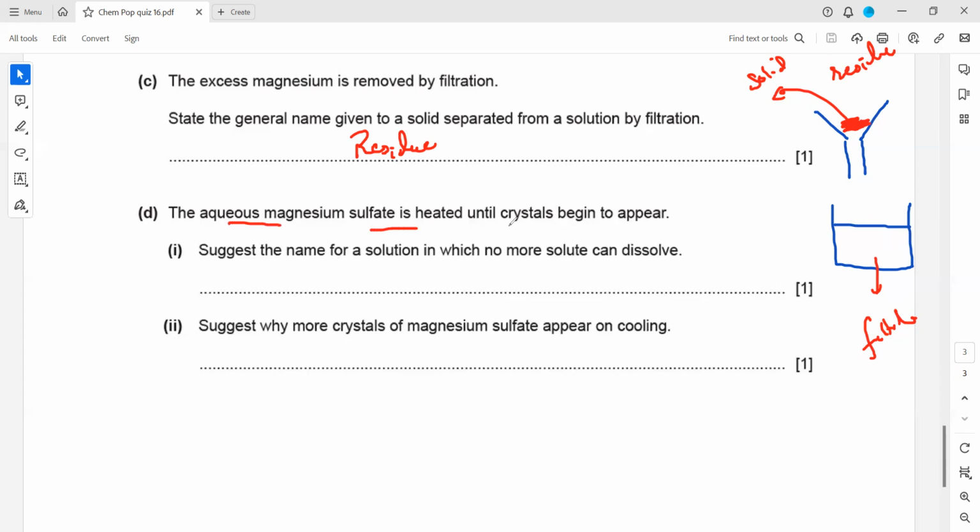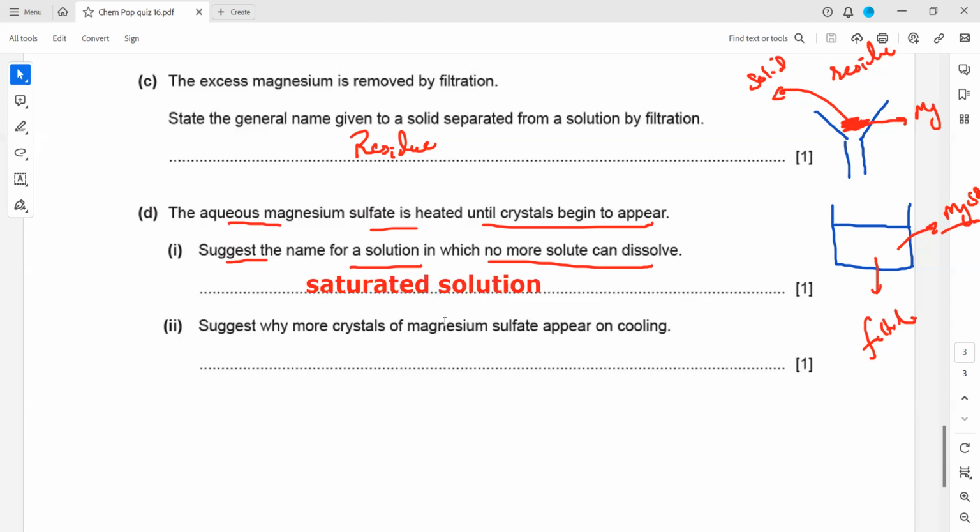Then aqueous magnesium sulfate is heated until crystals appear. The excess magnesium was there, and the solution was aqueous magnesium sulfate. Suggest the name for a solution in which no more solute can dissolve. Good, Ishan, no more solute can dissolve. So what do we call that? We call that a saturated solution. A saturated solution is basically a solution which cannot dissolve any more solute at a specific temperature.